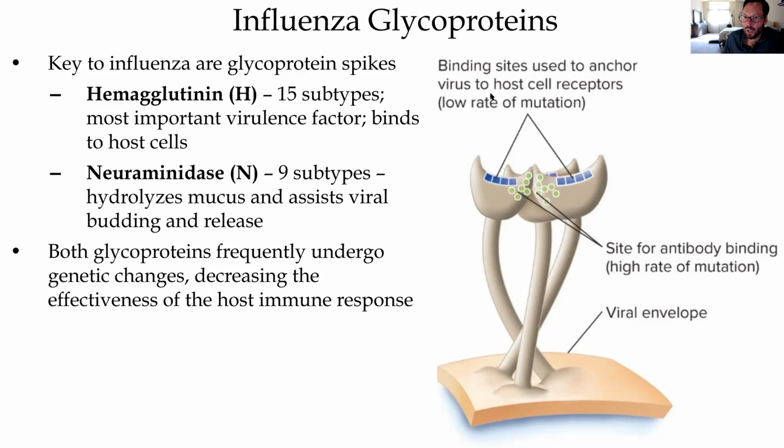Okay. Now, if you look here, it says binding sites used to anchor virus to host cell receptors have a low mutation rate, but the site for antibody binding has a high mutation rate. Okay. So while the viral receptors have a very high fidelity to the host membrane receptors, the things that they can bind to, the part of them that gets recognized by the antibody that we've produced to previous infections, that site has a high rate of mutation to the point that antibodies may not recognize it. Bummer, right?